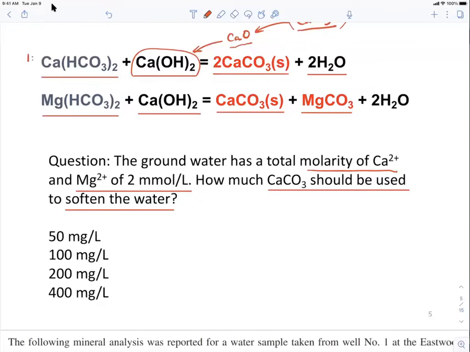So just remember the question here. I think once I set up the breakout room, maybe the shared screen will be gone. So we have the total molarity of 2 millimole per liter. Okay, so it's asking how much calcium carbonate should be used to soften the water. All right.